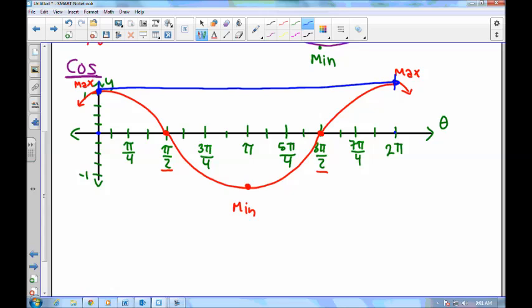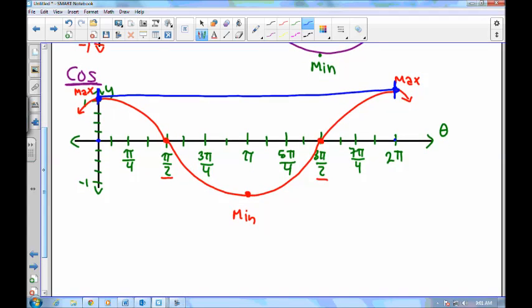From where to where? From our starting point to our ending point. Neither, actually. It's what, Austin? 2 pi, exactly. So, let's write that right here. So the period is 2 pi.